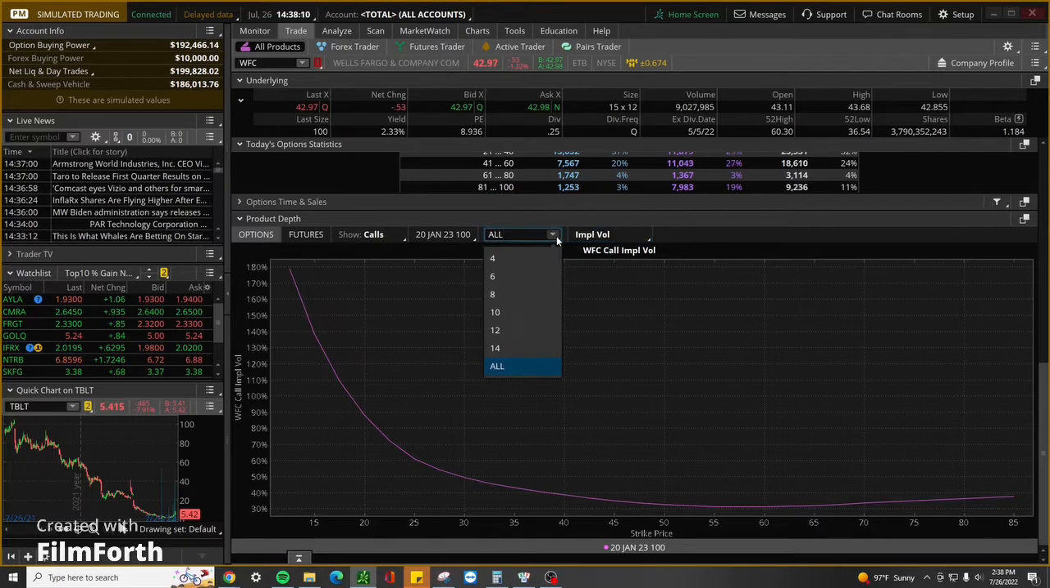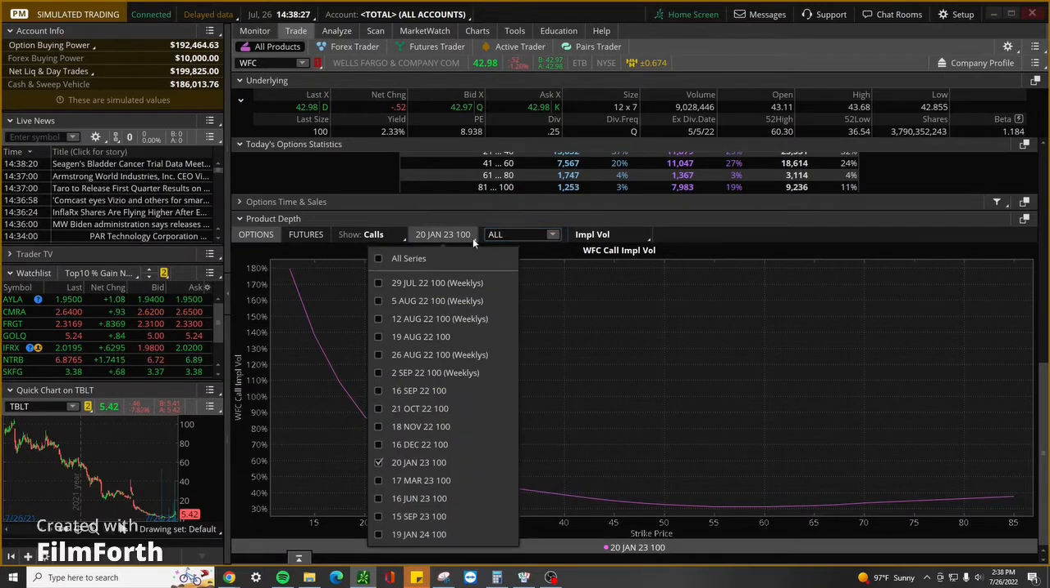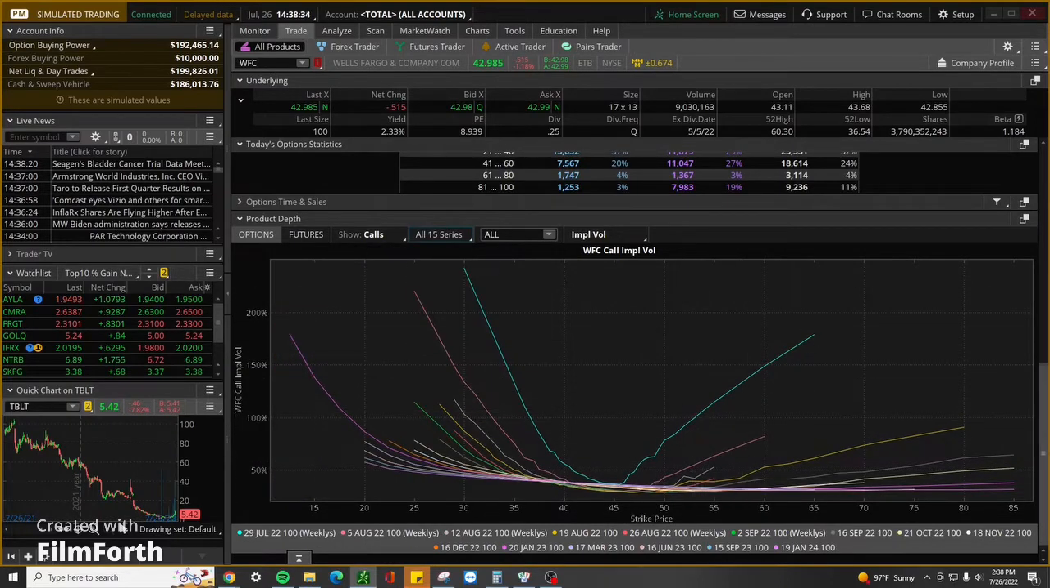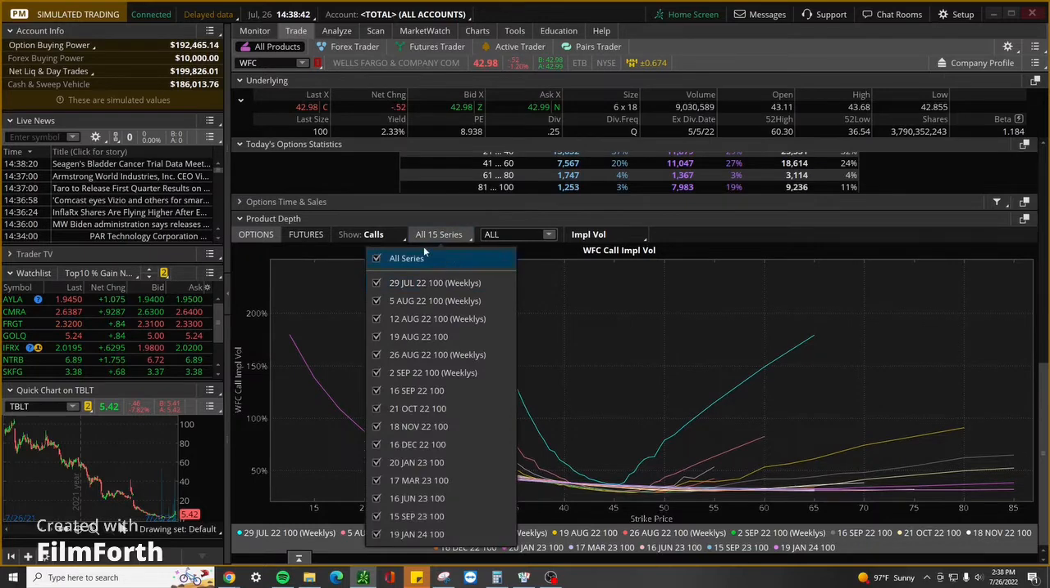If you wanted to look at all strike prices, this is where you would actually determine what strike prices you look at. You can also choose what series you show on this graph. You can say all, but it will have a lot of this information on the graph, and it looks great, but you won't see the fine detail of what's really going on the graph. So it's always a good measure to select which series you're looking at.